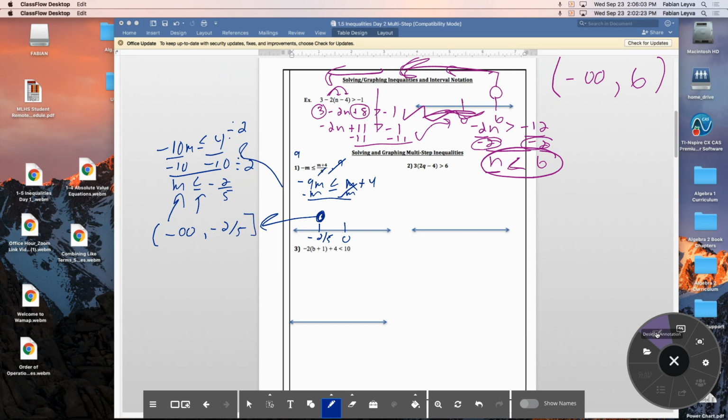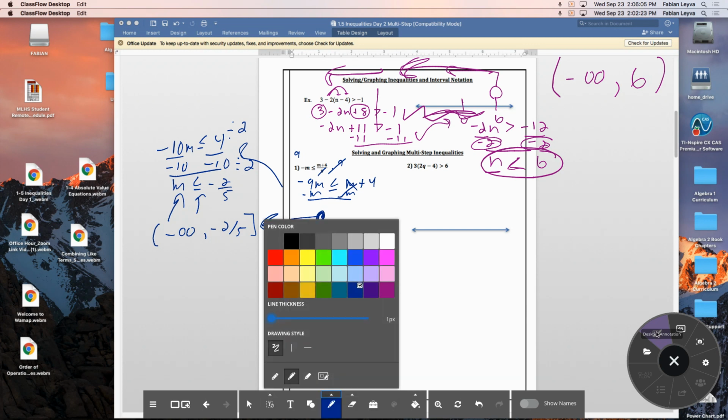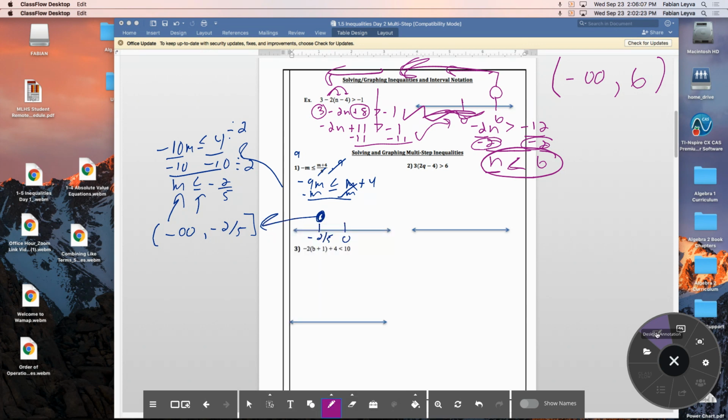Now, keep in mind that this is a closed circle, so I'm going to leave a bracket at that negative 2/5. All right, next problem, I'm going to do this one in that kind of purple color, so that way it's a little easier to see.